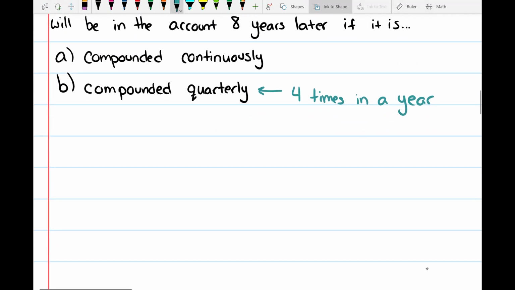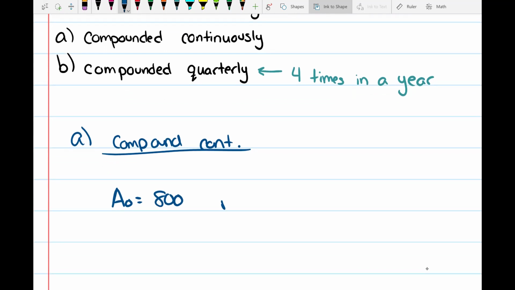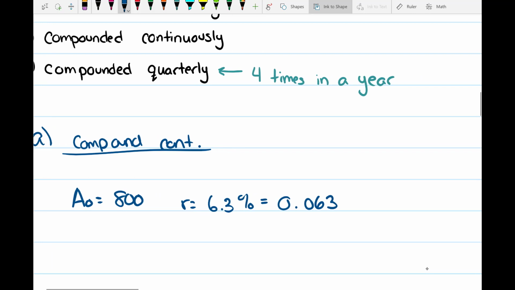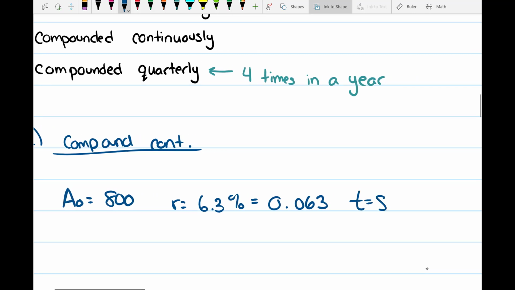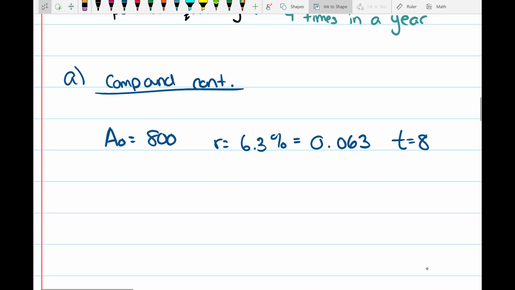All right, so let's see what we get. So if we compound continuously, I'm going to do part A first. Let's just start identifying some of our information. We know that A naught is going to be 800 because you invest $800. r is 6.3%, but we need that in a decimal, so it's 0.063. And our t is equal to 8 because we compound over 8 years. So it's pretty simple. All we have to do is plug it into a formula.